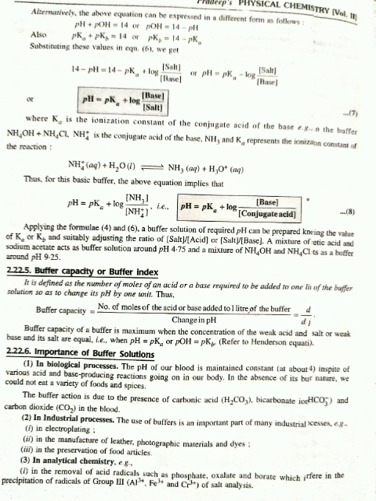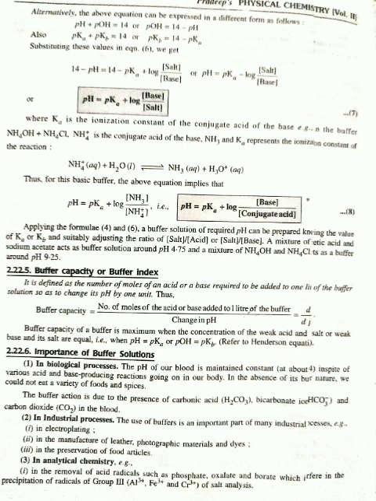Next heading, buffer capacity or buffer index. It is defined as the number of moles of an acid or a base required to be added to 1 liter of the buffer solution so as to change its pH by 1 unit. Thus, buffer capacity = number of moles of the acid or base added to 1 liter of the buffer / change in pH = dB/dpH. Buffer capacity of a buffer is maximum when the concentrations of the weak acid and its salt, or weak base and its salt, are equal, that is when pH = pKa or pOH = pKb.